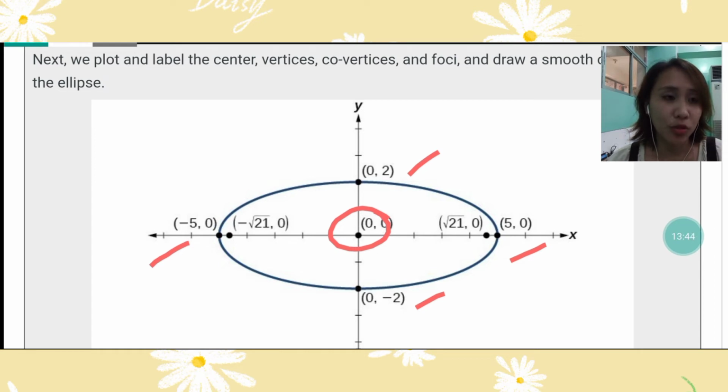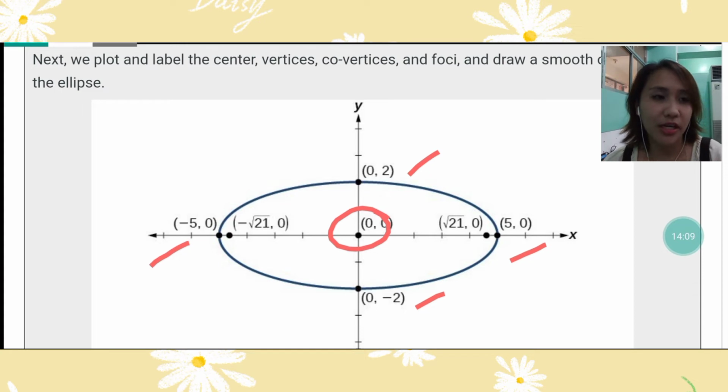If you were able to observe earlier, the value of a squared is 25. So the square root of 25 is 5. That's why the endpoints of the vertices are 5, 0 and negative 5, 0. And if you have noticed, b squared is equal to 4. The square root of 4 is 2. So that's why we move 2 units up, then 2 units down.